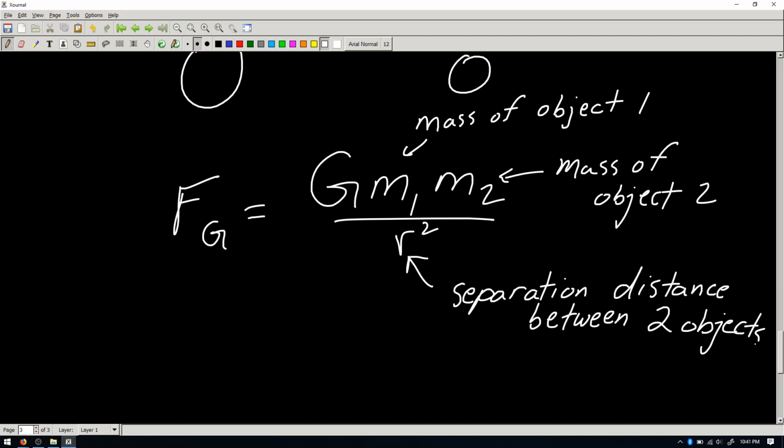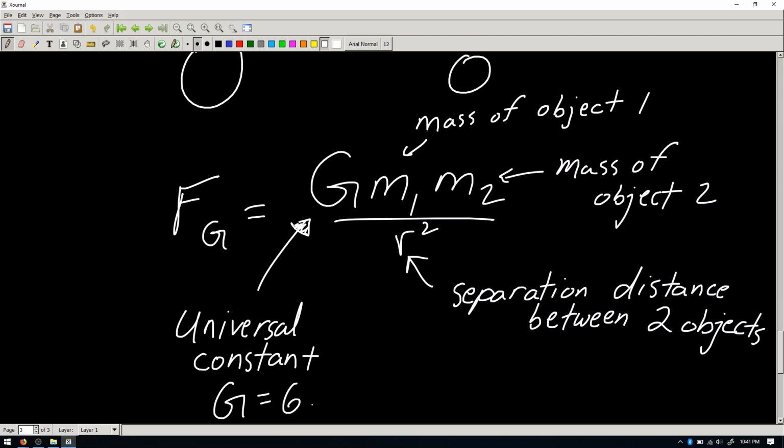So the two objects we're considering. Okay, and G is what we call a universal constant. It's a constant, meaning that it's a value that just doesn't change. So this is a universal constant. Now the value of G, since it doesn't change, is 6.67 times 10 to the negative 11.